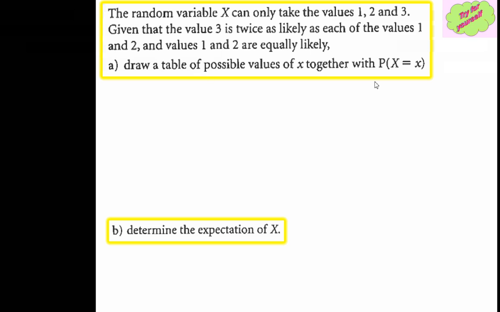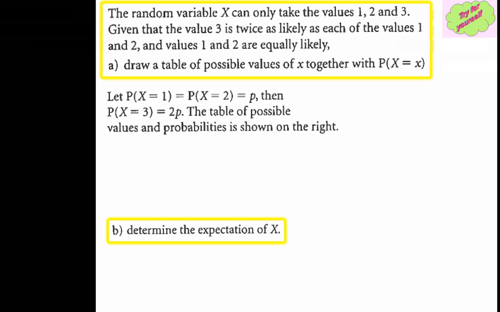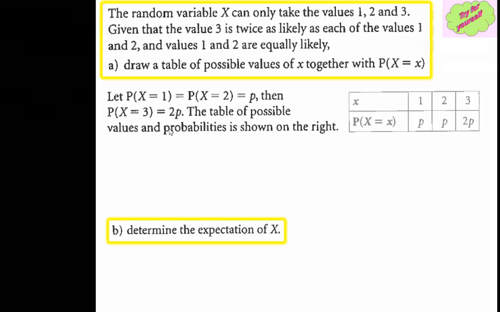Draw a table of possible values with P of X equals x. Okay, so P of X equals 1 equals P of X equals 2, because they're equally likely. And P of X equals 3 must be 2 times that probability because it's twice as likely. So our possible values are 1, 2, and 3 for X. You could think of the probabilities as being P, P, and 2P. We don't know what those probabilities are at this point.